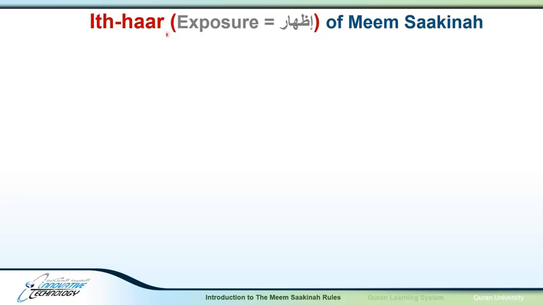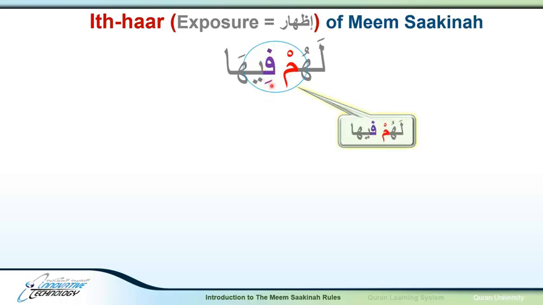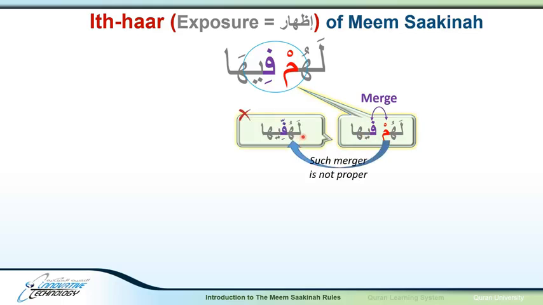Now, let's take an example that explains why exposure is needed. لهم فيها: Meem Sakinah followed by a letter with haraka. Now, لهم فيها, if we try, for example, to merge the Meem into the fa, it would result in a very funny word like this: له فيها. Such merger is not proper. The meaning and the word has changed totally. That's why such merger is not allowed.